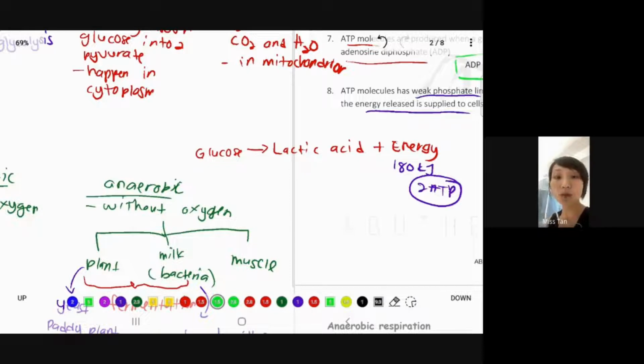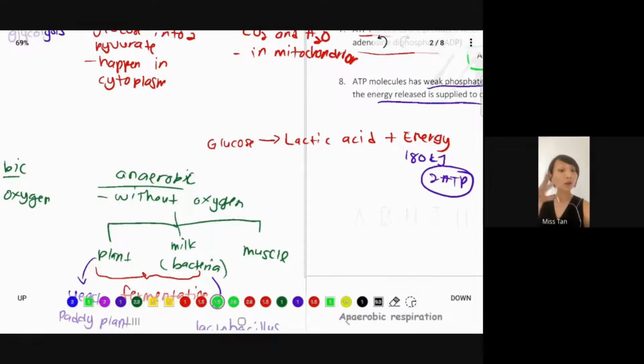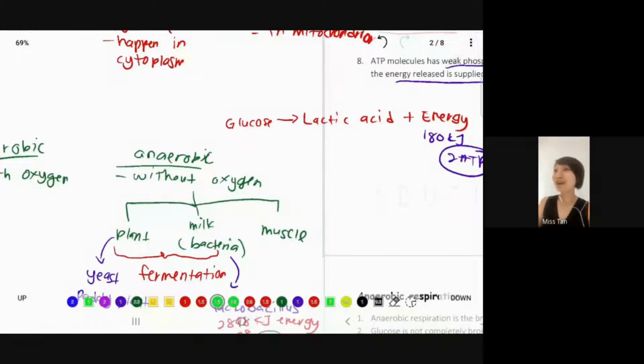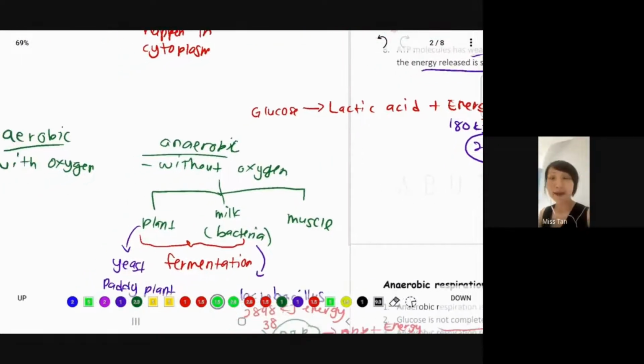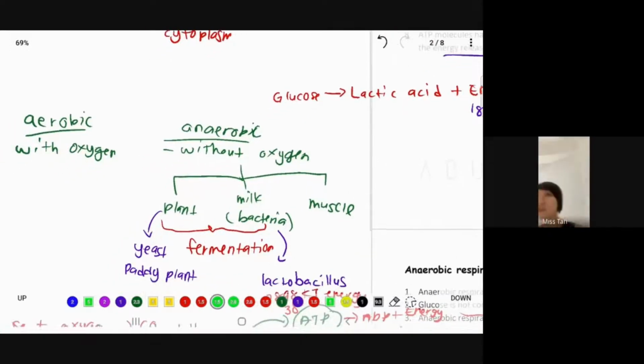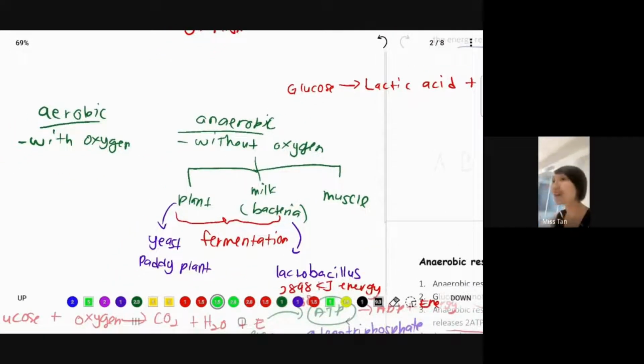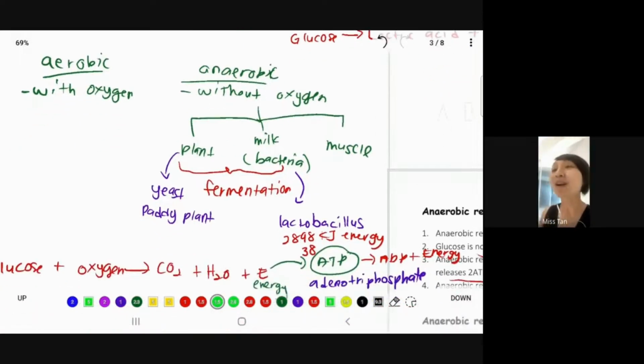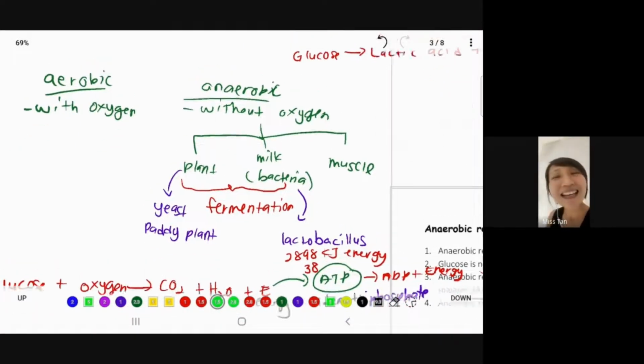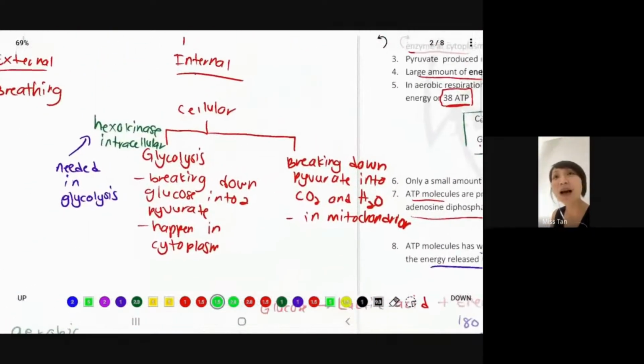So what is cellular respiration? If I'm talking about aerobic respiration, it's with the presence of oxygen. With the presence of oxygen, it can break down glucose into carbon dioxide and water. And this process is broken into 2 stages. The first stage is called glycolysis. And in this glycolysis, you need an enzyme, an intracellular enzyme, which we call hexokinase.